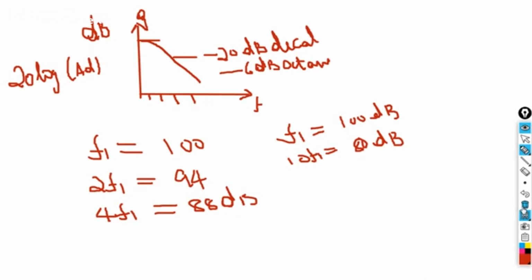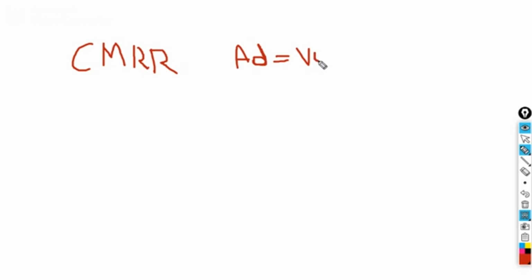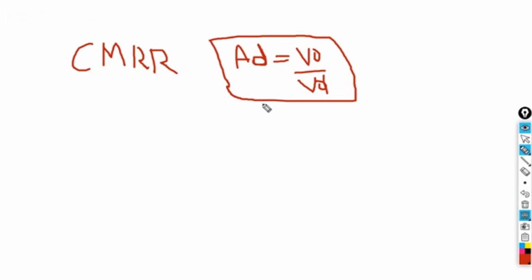So with this, friends, we will now proceed to the other one, that is called CMRR. What is CMRR? Common mode rejection ratio. We know the gain AD is nothing but V0 by Vd. What is V0? V0 is the output voltage. What is Vd? Vd is the difference voltage between the inputs. This is called the differential gain.